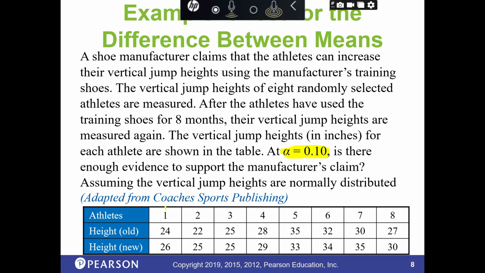And notice here, athlete 1, old one was 24, new one was 26. Old one was 22, now it's 25. Are we good? So now the question is, is there a difference in height? And interestingly enough, this is where things get complicated. Is it because they trained a lot more, or is it just because they chose shoes? So there's a causation issue that happens here.